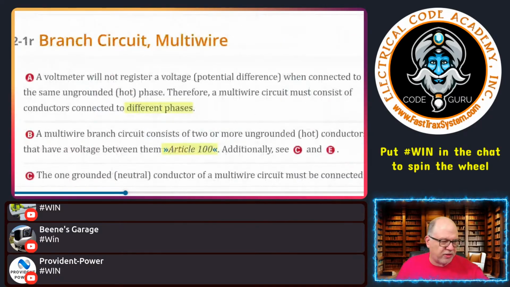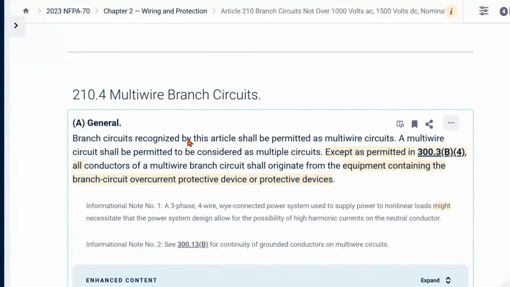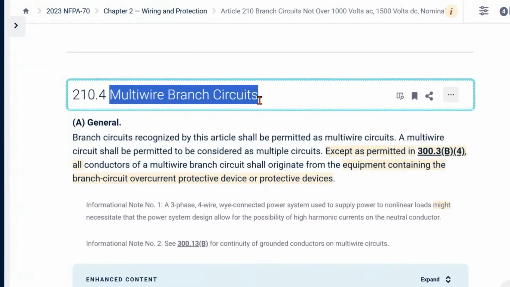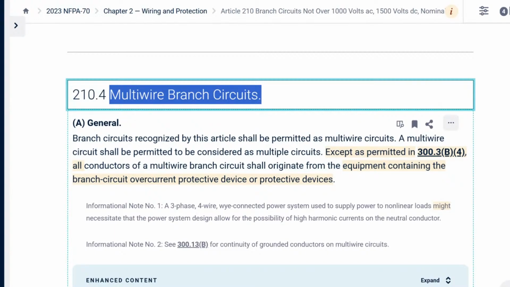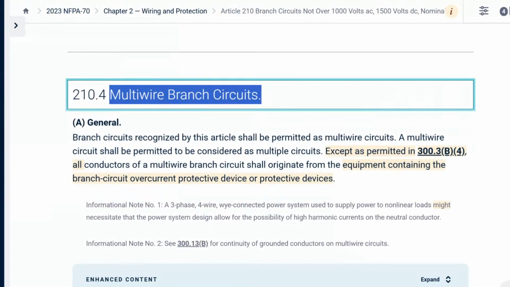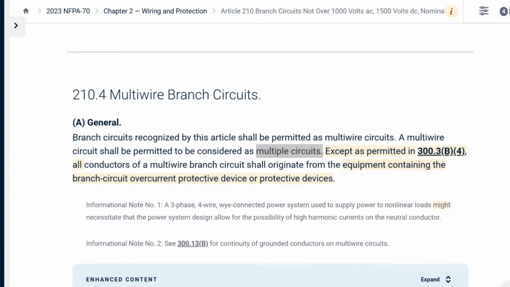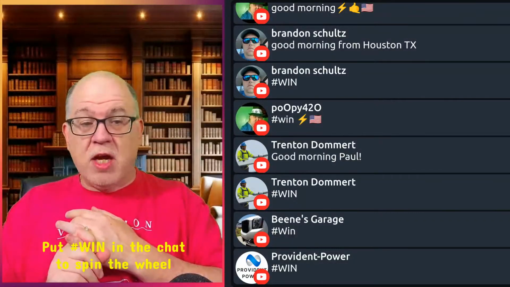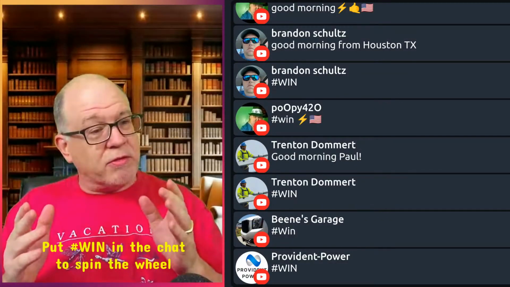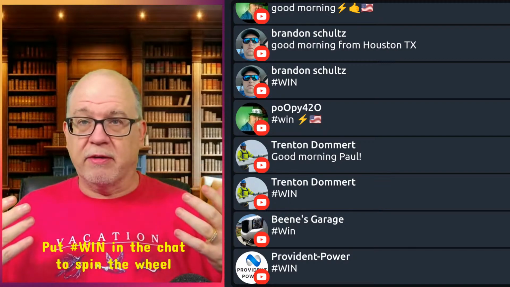All right, so now let's go to the NEC and look at it. The first one we're going to look at is 210.4, multi-wire branch circuits. This is under 210, so y'all know this is branch circuit, right? It says, in general, branch circuits recognized by this article shall be permitted as a multi-wire circuit. A multi-wire circuit shall be permitted to be considered as multiple circuits. That's the first thing we will address. People say, no, it's one cable, it's only one circuit. That is not true. It's two circuits in there. It could be three circuits in there, okay?